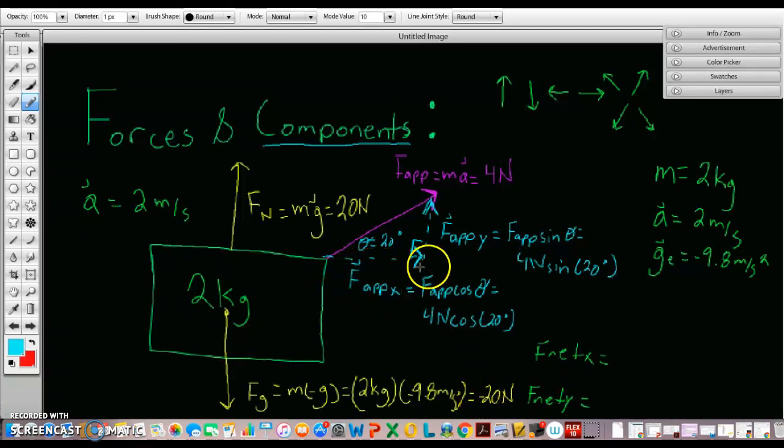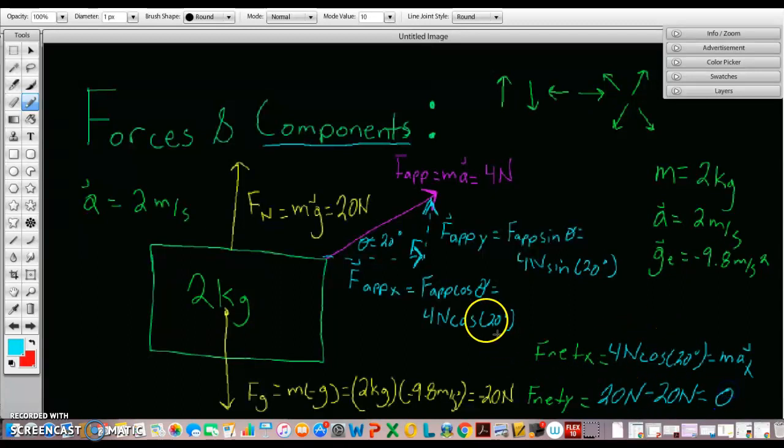So let's go ahead and list all of our X and Y components. In the X direction, we have one force going right, which is 4 newtons cosine of 20 degrees. And it's moving, so it's going to be equal to some type of mass times acceleration in the X direction. And we have these Y components, which is going to be positive normal force, which is 20, minus gravity. And the total net force in the Y is going to be 0. Okay, and we're forgetting one actually. It's going to be 0 plus this Y component here, which is the 4 newton sine of 20 degrees. And this is also going to be equal to some type of value.